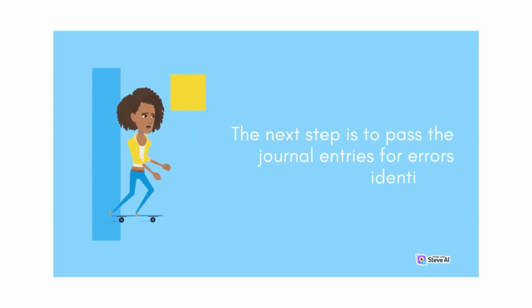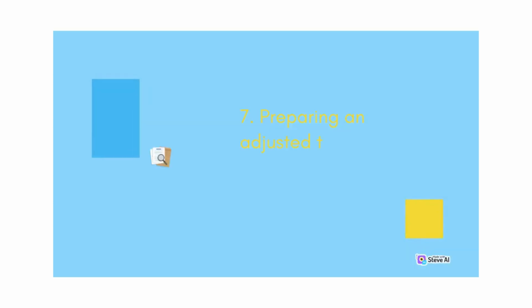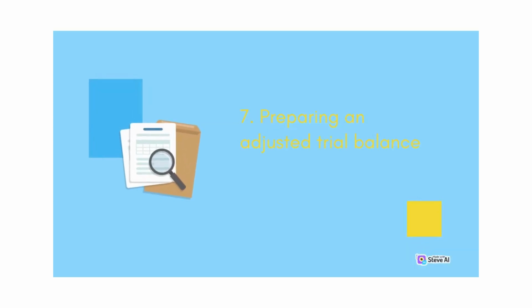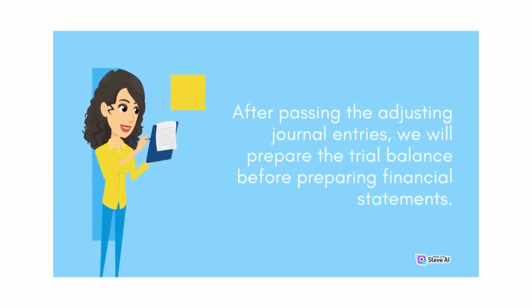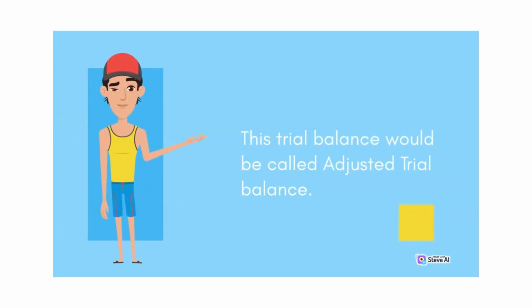The next step is to pass the journal entries for errors identified. 7. Preparing an adjusted trial balance. After passing the adjusting journal entries, we will prepare the trial balance before preparing financial statements. This trial balance would be called adjusted trial balance.